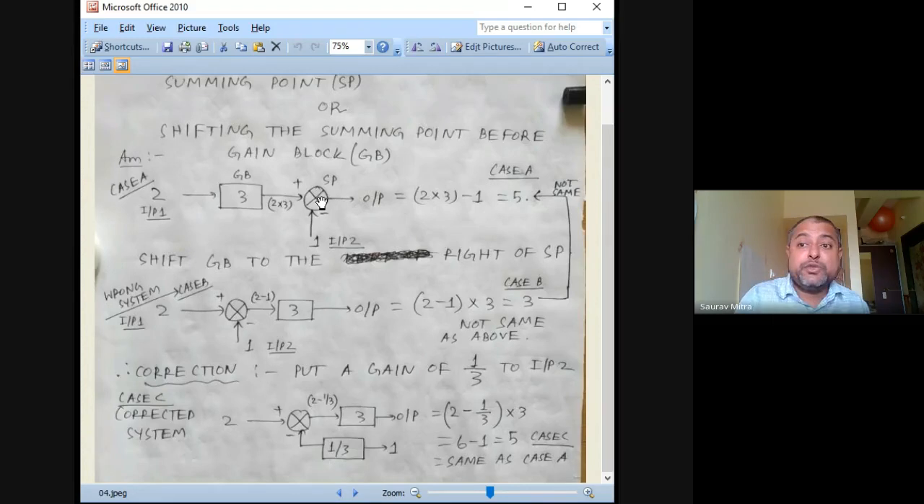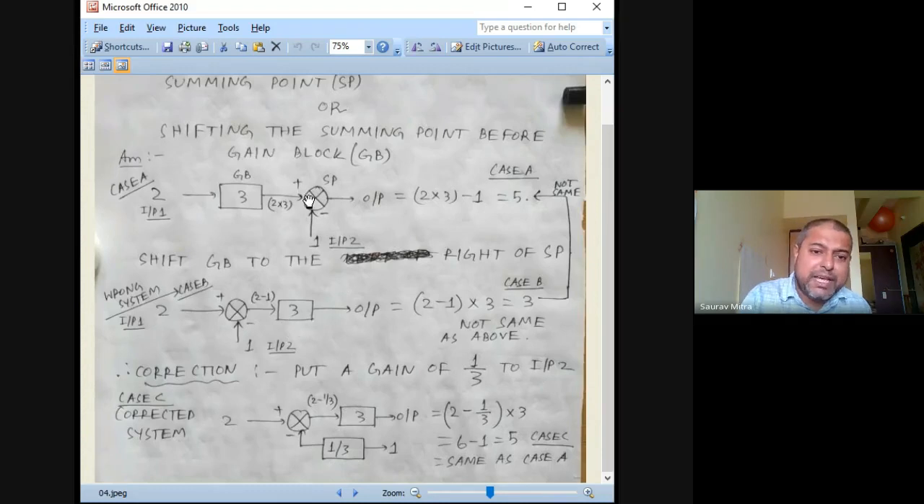Okay, so some changes we have to make in this circuit, or in this system, so that with this input 2 and input 1, we are going to get output as 5 only, not 3. So what change can we make? Put a gain of 1 by 3 in the input 2.